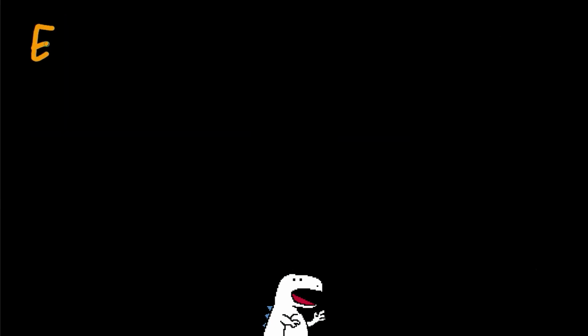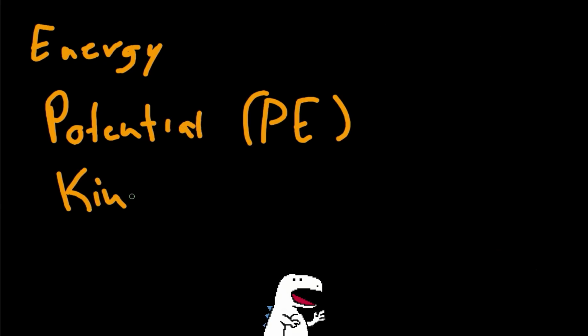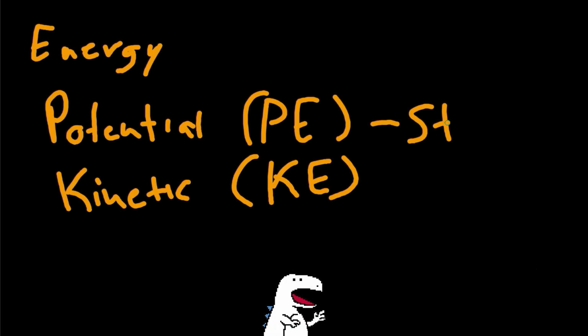Now let's talk about energy. So there's different types of mechanical energy. Energy exists mainly in two forms. We have potential and we have kinetic energy. So potential is basically just stored energy based on an object's position or configuration. And we have kinetic energy, which is the energy of motion.